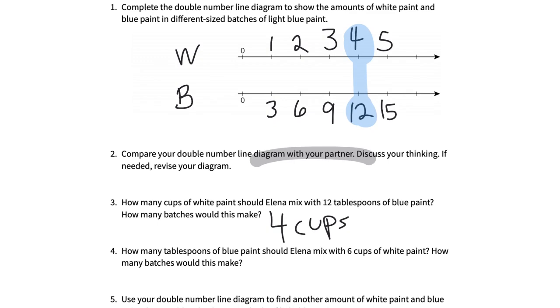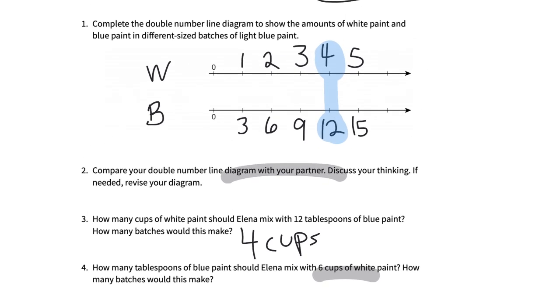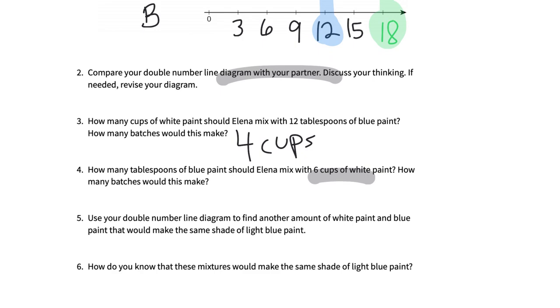Question number 4. How many tablespoons of blue should Elena mix with 6 cups of white paint? So if we scroll up here, and I didn't actually write it down, so let's write it down, because we need 6 cups of white paint, which means we're going to add 3 for the blue, and we're going to have 18. So if we have 6 cups of white, that means we're going to need 18 tablespoons of blue. And so let's write that down. 18 tablespoons.